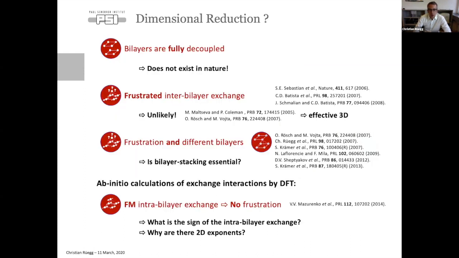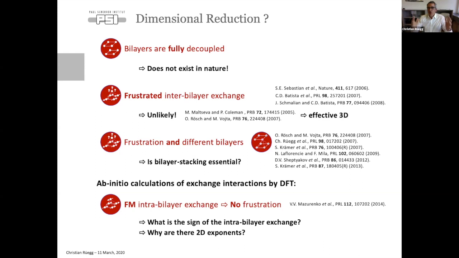And so there were several scenarios discussed over the years. One was that these layers are fully decoupled. We know that doesn't exist in nature. It was said that frustration was a potential mechanism. In principle that still is possible, but there are arguments why it's a bit unlikely to really lead to full decoupling because of virtual hopping processes. Then we also found a structural phase transition, and we also said that it has to be important that you have different types of layers, A, B, and C.